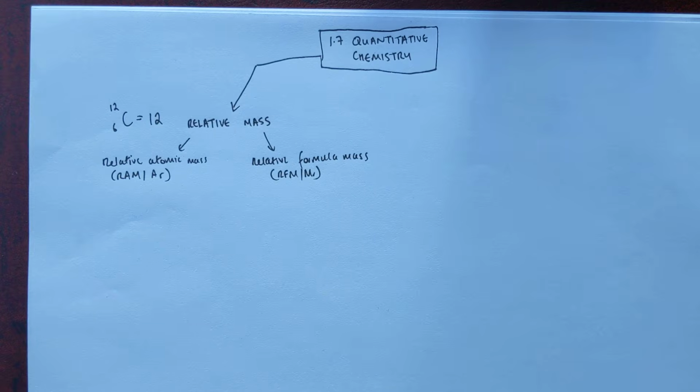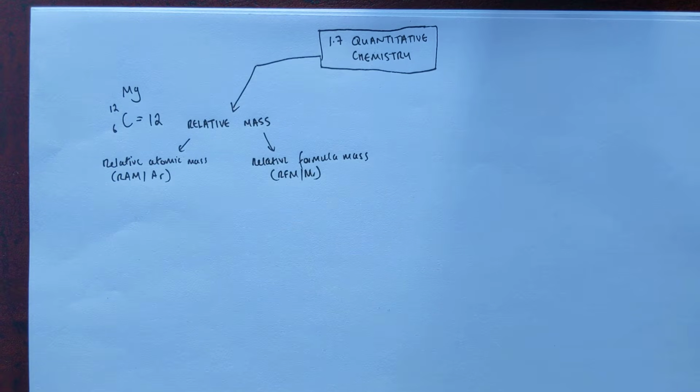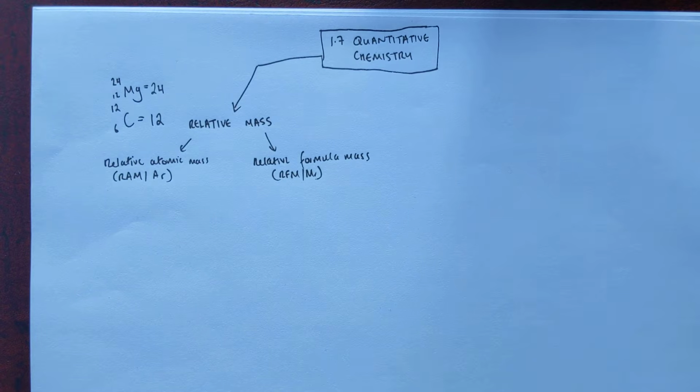And this idea of comparing different atoms to each other is easy to see if we look at another example. If I look at magnesium, again, I'm not particularly interested in how heavy my magnesium atom is in grams, I just want to know how heavy it is compared to carbon. If I look at its numbers off the periodic table, magnesium has a mass number of 24. So basically it's twice as heavy as carbon. Again, I just compare one to the other. If carbon's got a mass of 12, I would say magnesium has a mass of 24. So that's what we mean by relative atomic mass.